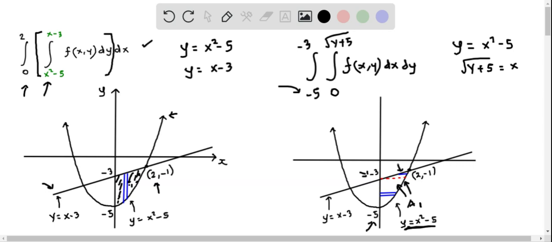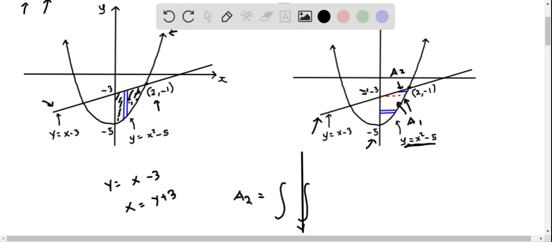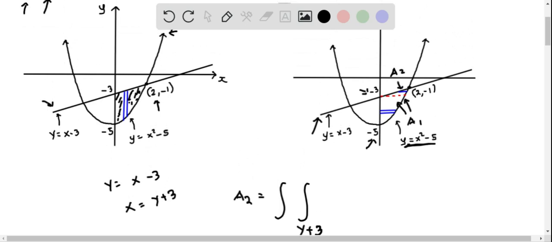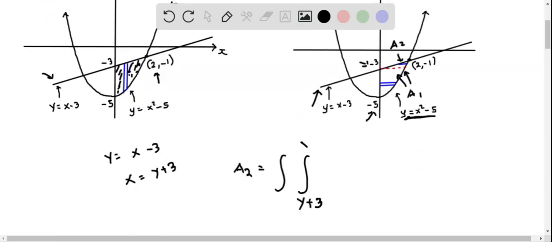Let's say if this is A1 and the second one is A2, so we have to add this with the another region, and the area of this region is A2, and this is given by, we consider the horizontal strip. The lower limit of the horizontal strip is this line. So therefore, we consider x from this equation. So we have y equals x minus 3. Solving for x, we get x equals y plus 3. So therefore, this becomes the lower limit, y plus 3, and the upper part of the horizontal strip touches this parabola. So once again, it's going to be the square root of y plus 5.